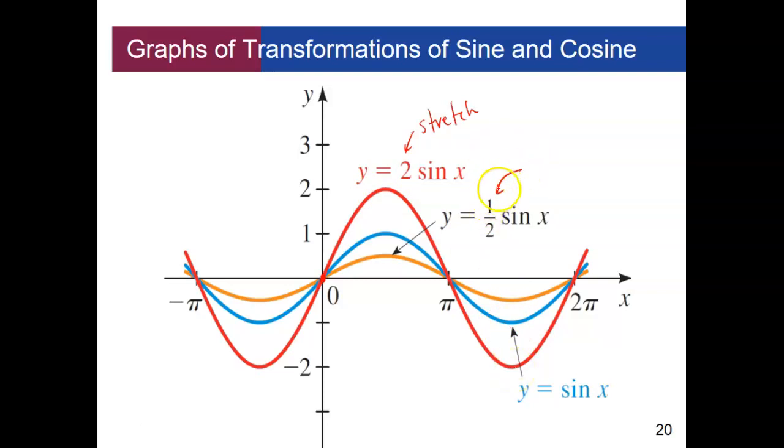Here, if you look at the one with the 1/2, the 1/2 is going to be a vertical shrink. So instead of going all the way up to 1, it's only going to go up to 1/2. So it's going to be a little bit flatter and have less amplitude. We'll talk about amplitude in just a minute.